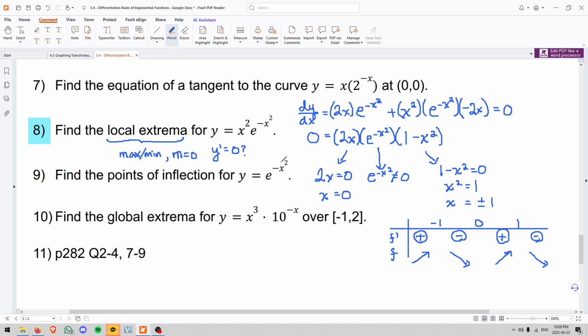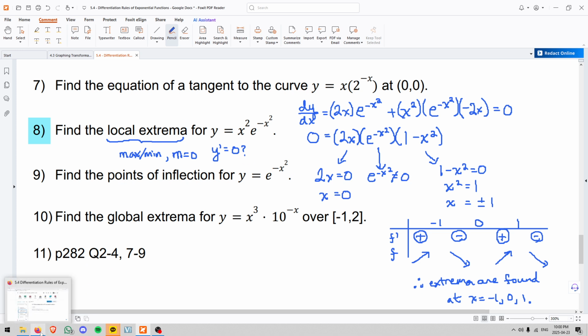Okay, so find the local extrema for y equals that. It doesn't ask for what the max extrema is. I just want to find the local extrema. So therefore, the extrema are found at x equals -1, 0, and 1. Done. Okay. I believe I have lots of questions assigned to you.